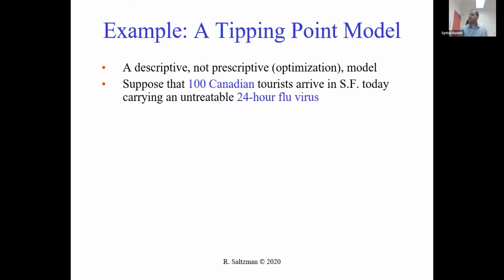All right, so let's start with a simple model. This model is called the tipping point model. It's actually related to the current situation that we have, which is COVID-19 or coronavirus. So suppose that 100 Canadian tourists arrive in San Francisco today, and they're carrying an untreatable 24-hour flu virus. I don't think we have Canadians here, but no offense, this is just an example problem.